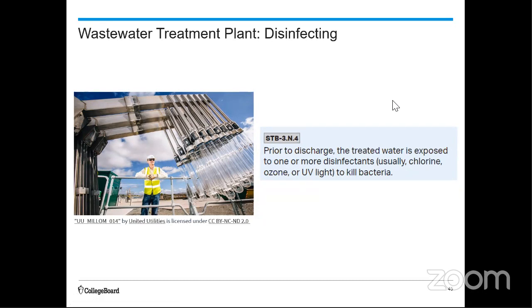And then finally, before the water is discharged to wherever it's going to go, into a river or wherever it might go in your area, it needs to be disinfected. So we want to get rid of the bacteria that might be in that water. A common thing to use is chlorine. There are some environmental consequences of chlorine, so some places are using ozone or UV light. These are just large UV bulbs, and once they're lowered into the water stream, the wastewater flows through it and the bacteria is killed.